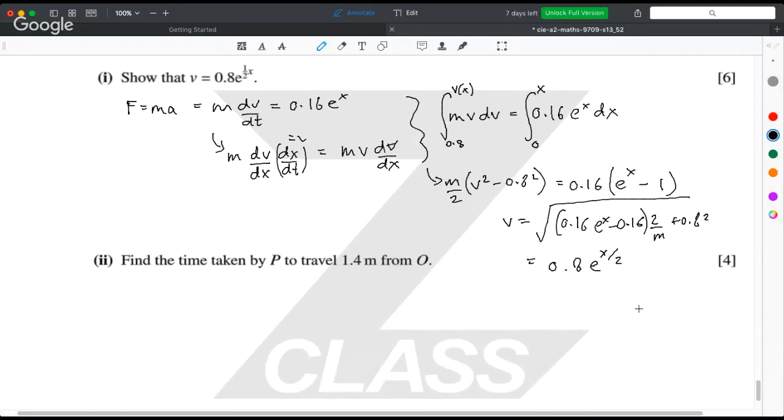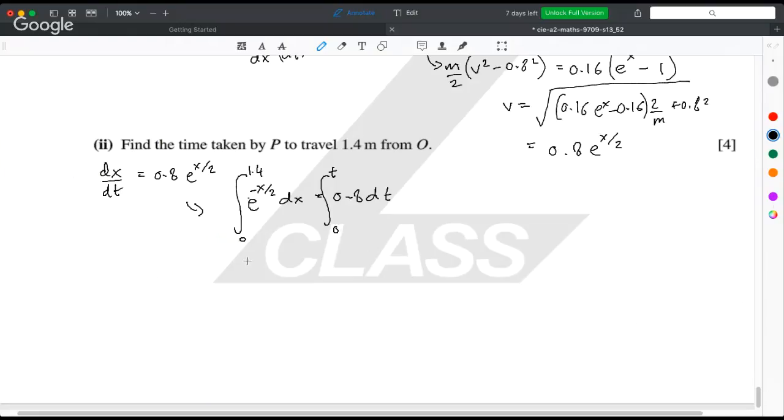Now they want us to find the time taken during all of this. So we know what v is, and remember that v is just equal to dx/dt. Well, we separate variables again. I'm going to take the e over here, which makes the exponent negative. So e to the minus x over 2 dx is equal to 0.8 dt. And I'm going to integrate from when t is 0 and x is 0 to later on when t is some t that I'm looking for, and x is 1.4 meters.